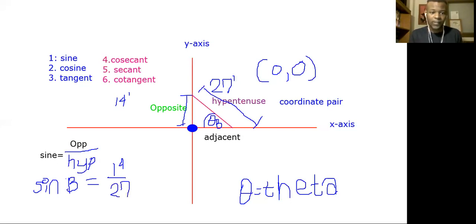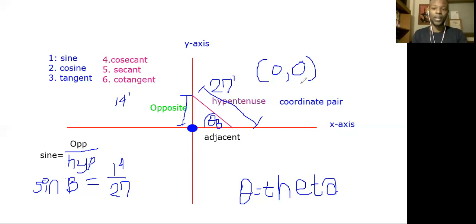Okay. That's just whole numbers. Now, if you were looking for a decimal, you would divide 14 by 27, and it'll be like 0 point something, something, something, whatever. But if you just want to use whole numbers, you just leave it at 14 over 27.